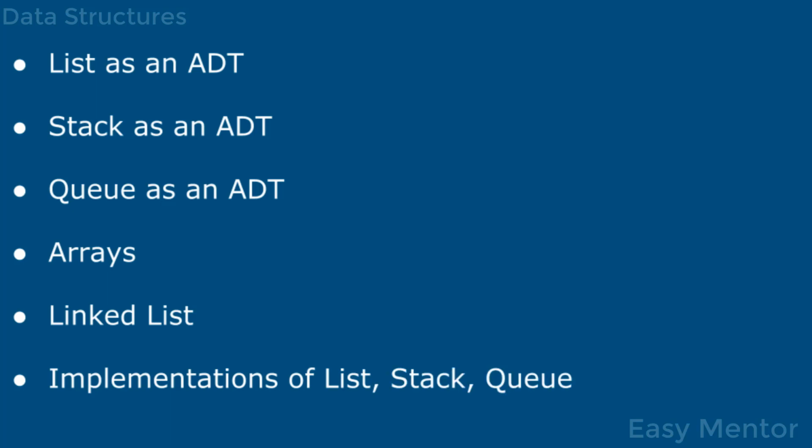So today, let's talk about list, stack, and queue and define them as abstract data types. We will then discuss arrays and linked lists, which are two other ways in which list, stack, and queue can be implemented. At the end, we'll also enumerate all the implementations possible for list, stack, and queue. And in future lectures, we will also see how the implementation is done using a programming language like C.